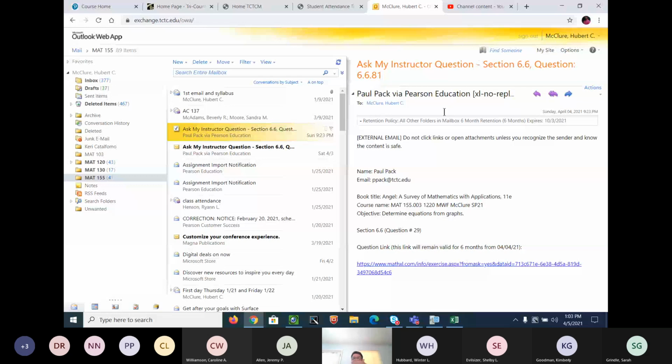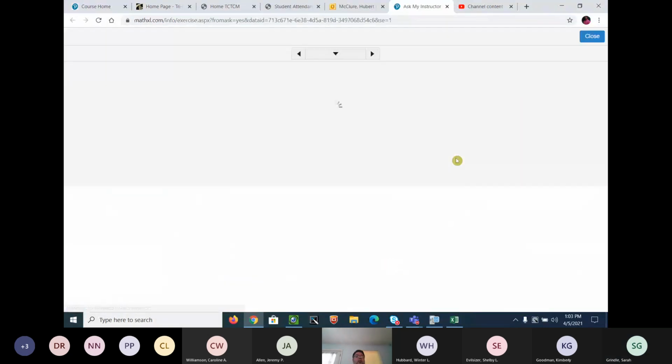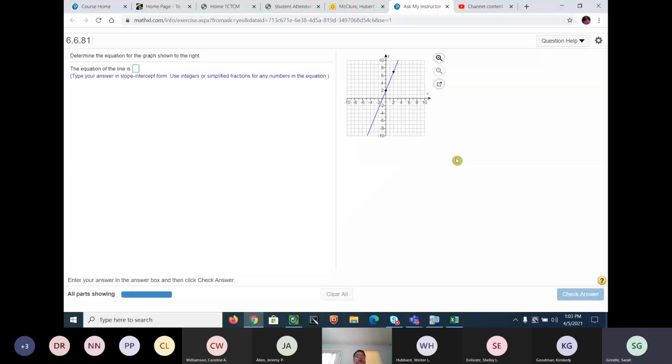First of all, is this a test question? So far, all these are test questions. Determine the equation for the graph. Okay, this is your last 2 pages. Last 2 pages of your notes.